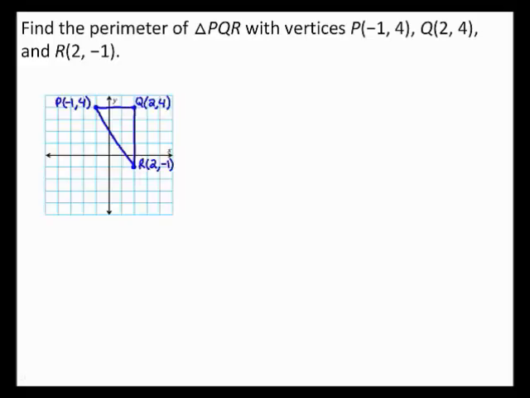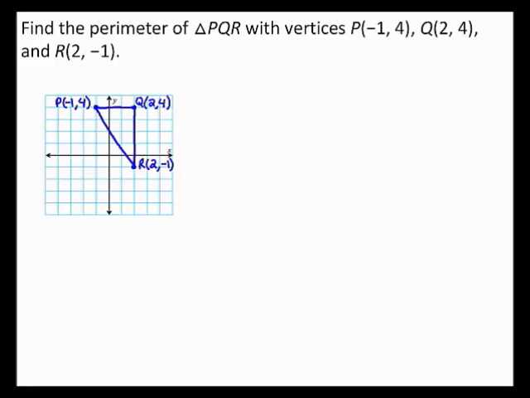Find the perimeter of triangle PQR with vertices P(-1, 4), Q(2, 4), and R(2, -1). To find the perimeter of triangle PQR, you first need to draw the triangle in a coordinate plane. When you plot the points P, Q, and R and connect them with line segments, you get the following triangle. Next, you need to find the length of each side of the triangle.